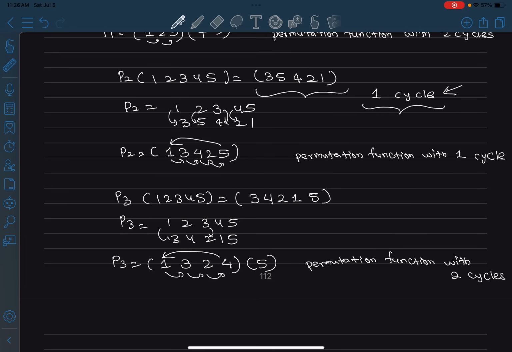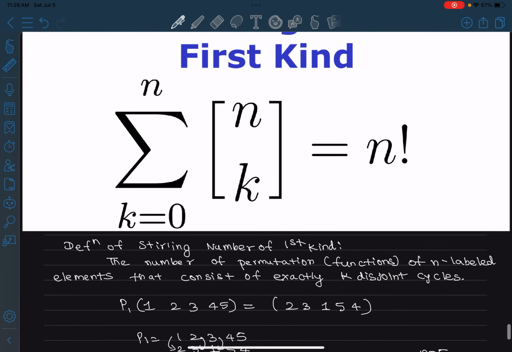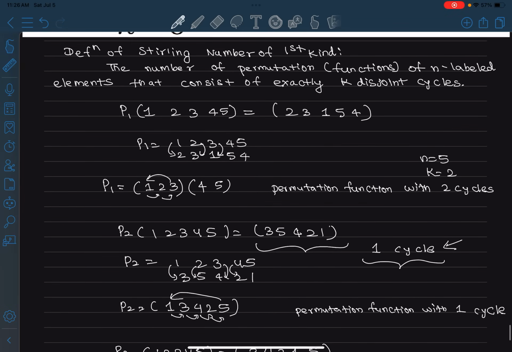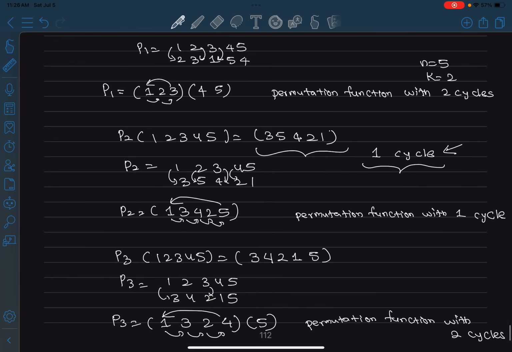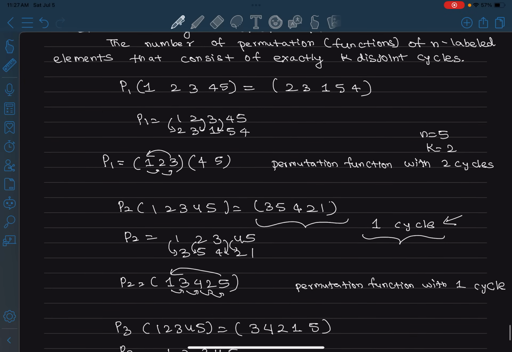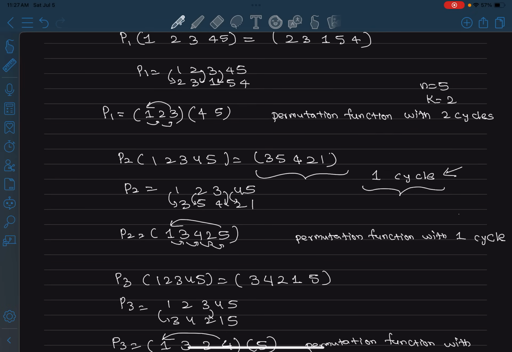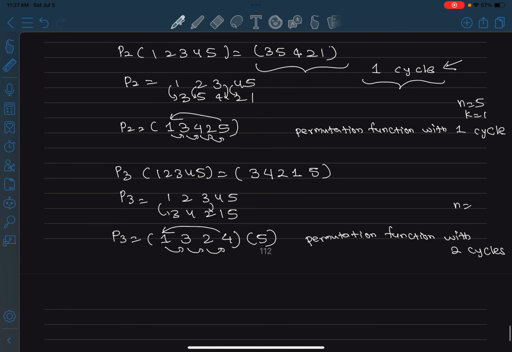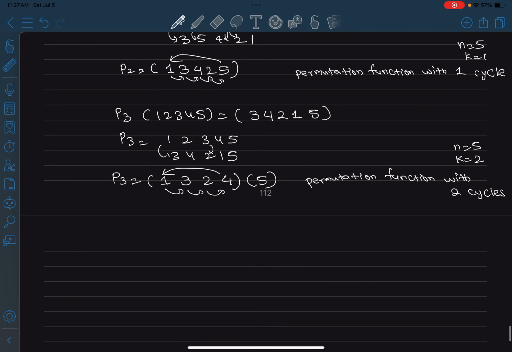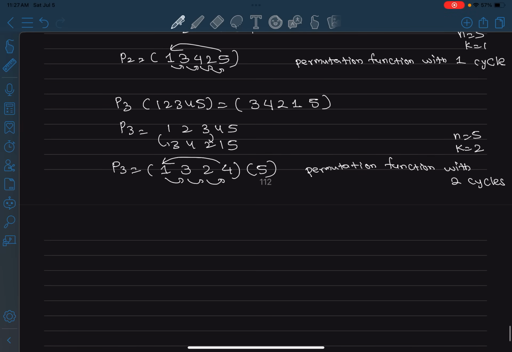And now, how is this Stirling number of the first kind related? Over here you saw a permutation with n equals 5, k equals 2, right? Over here, n equals 5, k equals 1, n equals 5, k equals 2. For now, let me try this. Over here we just saw one such permutation function. Now let me show you, for n equals 4 and k equals 2, how many such permutation functions can be created.